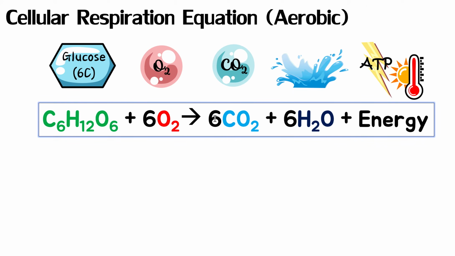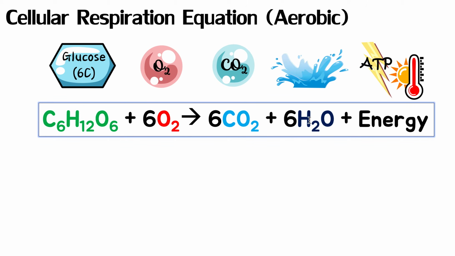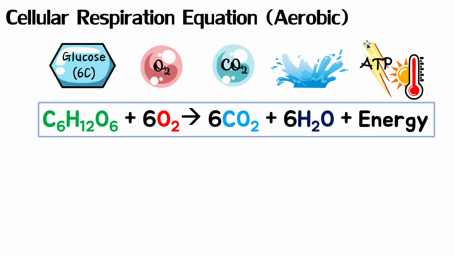And they form as a product carbon dioxide. Why? Look, carbon dioxide is constantly made. And water. Why? Because water here is made at the end when oxygen accepts that electron, right? So water is made, carbon dioxide is made, and ATP is made. Not only ATP, but also heat energy. So two kinds of energy are made.